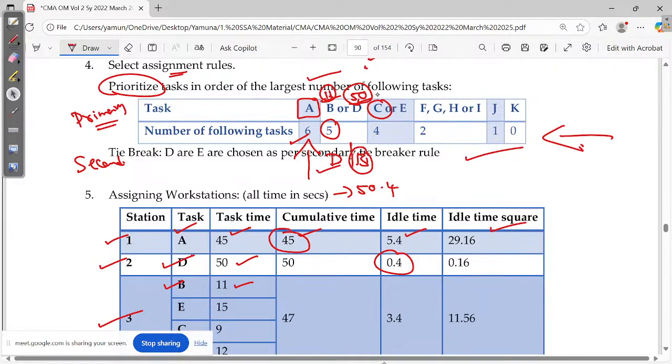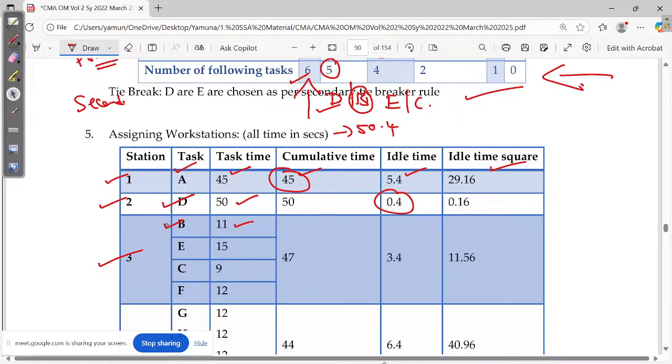What's the value? For C, it is 9. For E, it is 15. So which has to come first? Lengthiest time has to come first. So E will come, then C will come. See, B is already there, then E, then C.